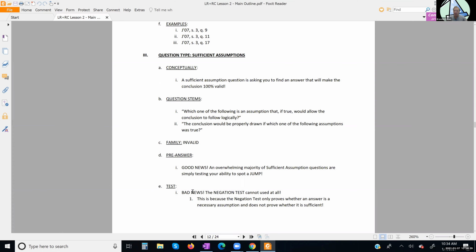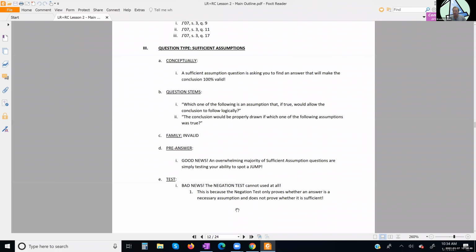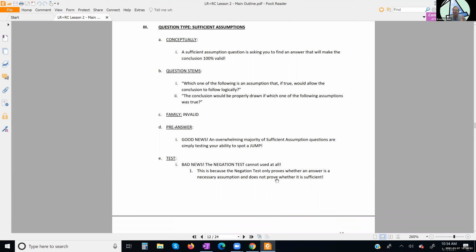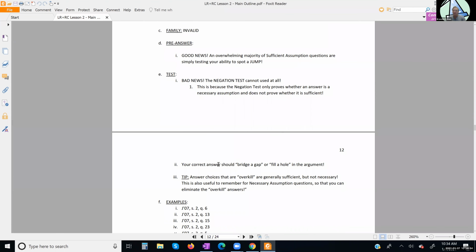Now, when we go to the test, we can't do the negation test. I like to clarify that the negation test is the necessary assumption test, that idea of negating an answer statement to weaken it. I'm not going to go into that here because that actually relates to necessary assumptions. For sufficient assumptions, what we have to do instead is think about how this would bridge a gap or fill a hole. It's got to do one of the two.